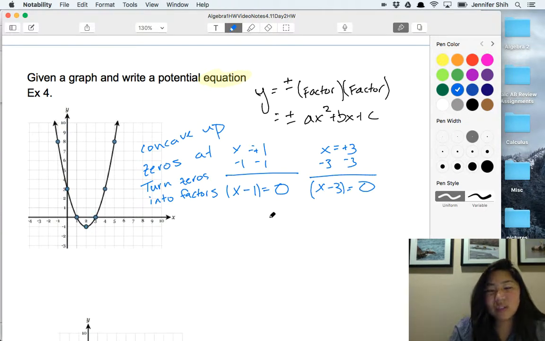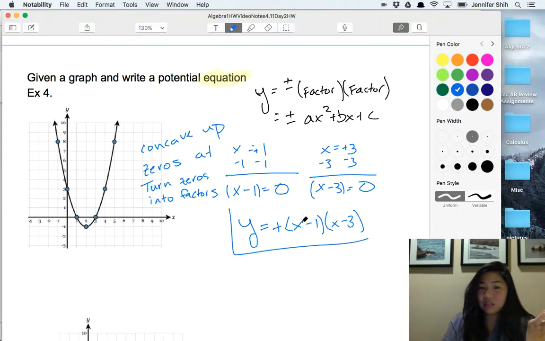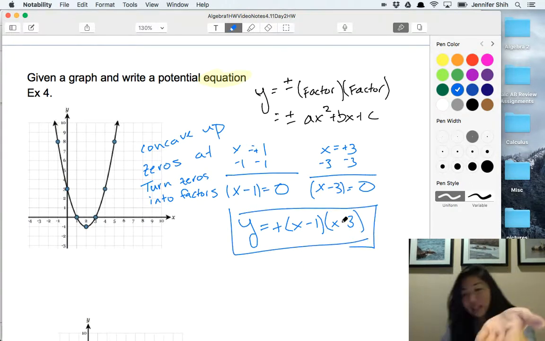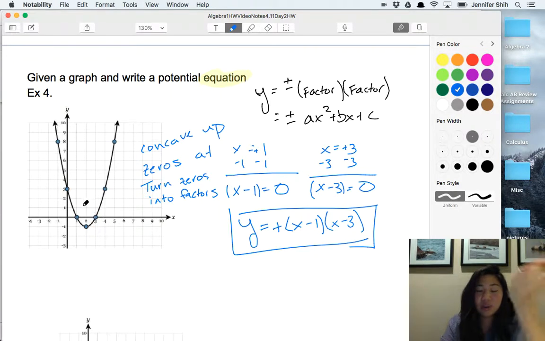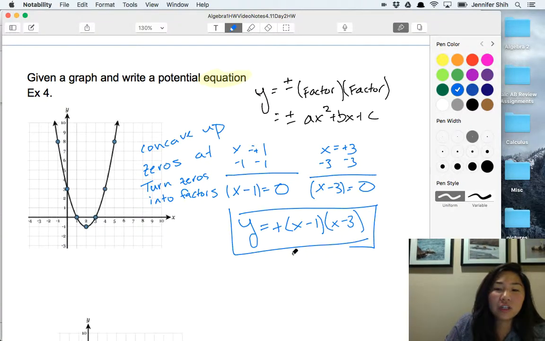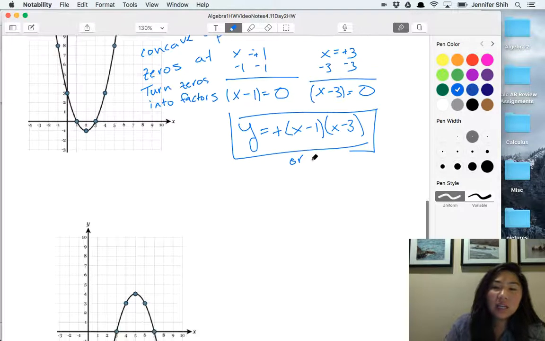So your answer is going to be something, your equation, we know it's positive, and all you have to do is put the factors right back next to each other. So now you have this equation, and that is a potential equation for this graph. The other way, the additional way to do this, is to expand.